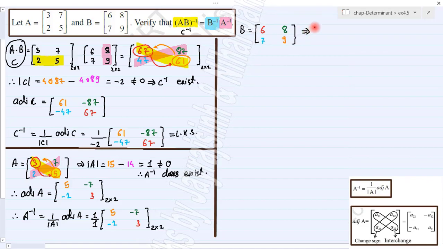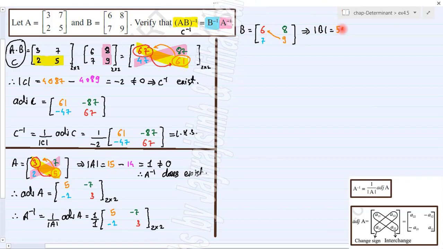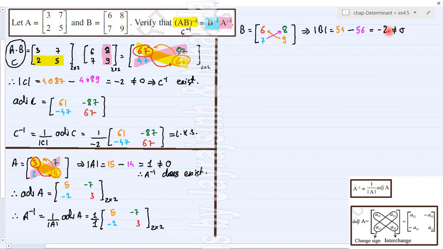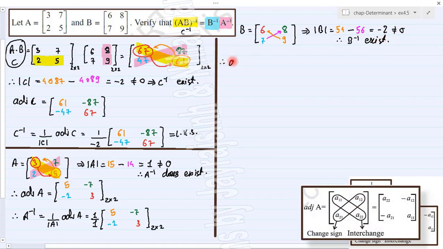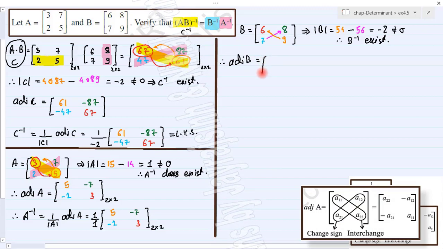Now the first thing we need is determinant of B. So let's cross multiply. 9 6s are 54 minus 7 8s are 56. So we'll get minus 2, which is not equal to 0. Therefore, B inverse does exist. Now let's try to get adjoint of B, where B is a 2 cross 2 matrix.